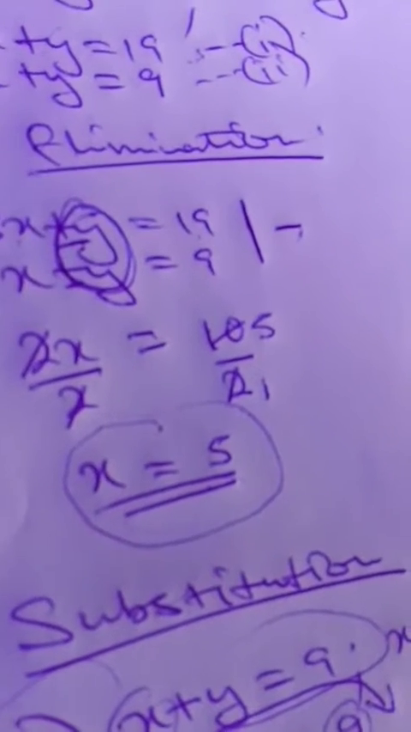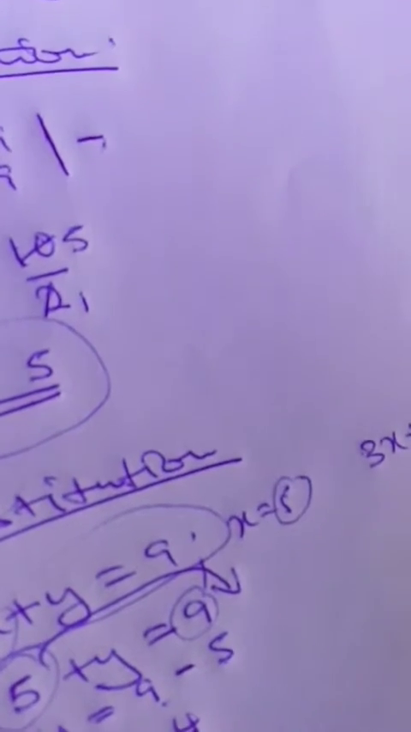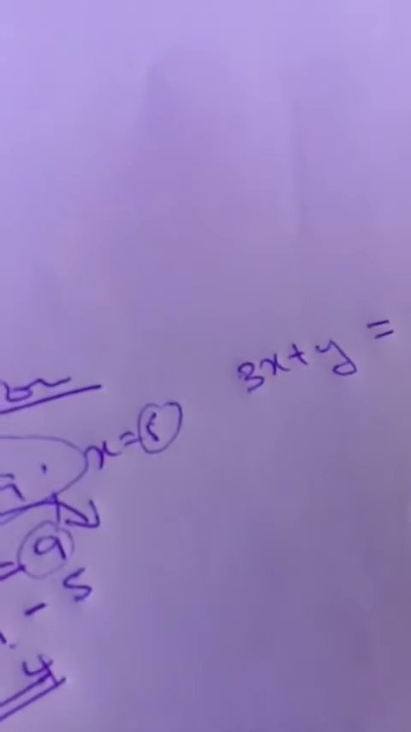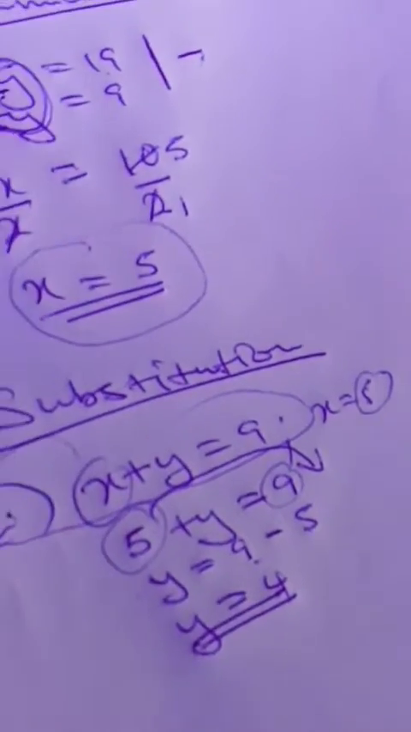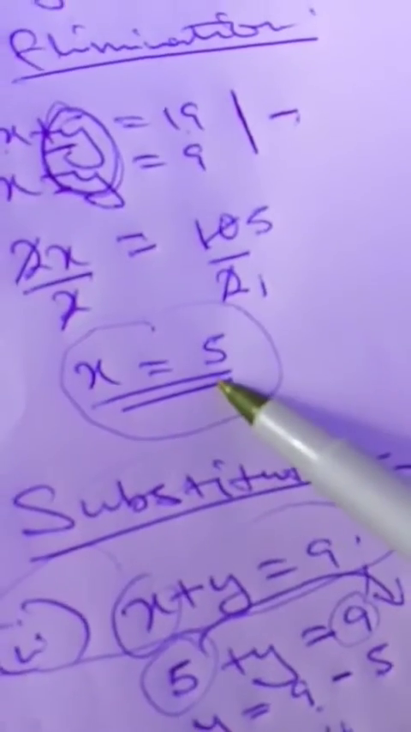Right, the first equation is 3x plus y is equal to 19. This is our first equation. We just want to prove that what we have done here is similar to this one. So you can take either the first equation or the second equation. The choice is yours. We have found the value for x, which is 5. So you are going to substitute the value of x again.